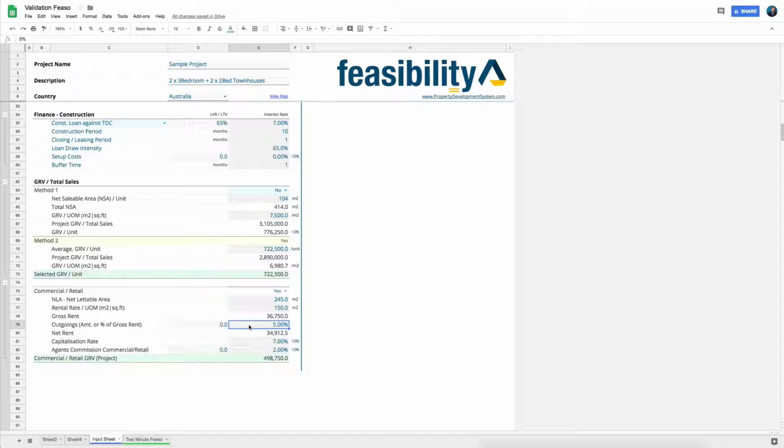So it could be 5%, could be insurance, could be other rates and stuff that need to be paid for that property. And then you come up with the capitalization rate and what you will be paying the agent in that area. Once you select all of these things, so there are basically 1, 2, 3, 4, 5 things that you've got to select, and that's pretty much it. If you can select all of them, you'll get a GRV for the commercial area as well. That'll get added to it.